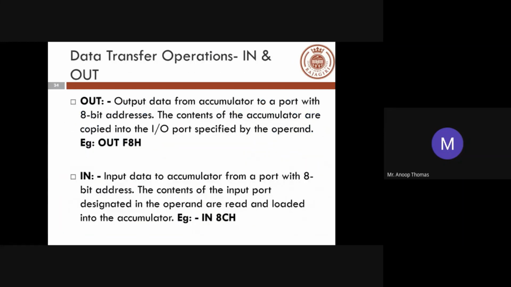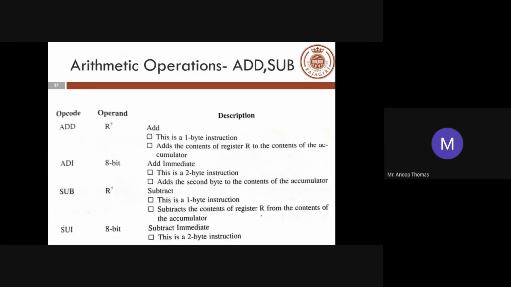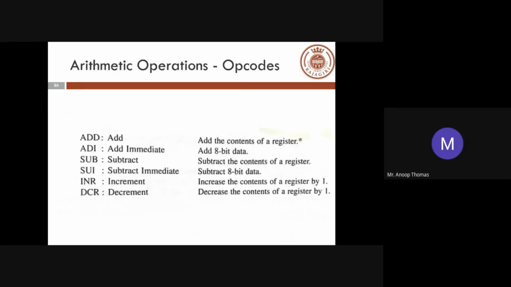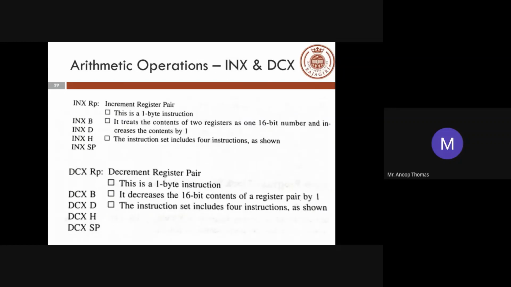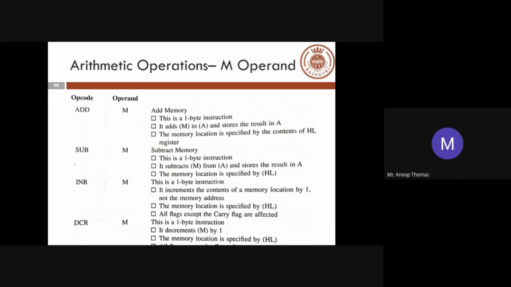All the flags are usually affected by arithmetic operations. It's a common thing. Okay. Now you have your increment register pair. You use INX to increment a register pair, and DCX to decrement a register pair.